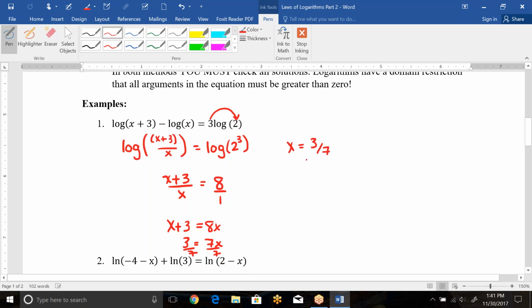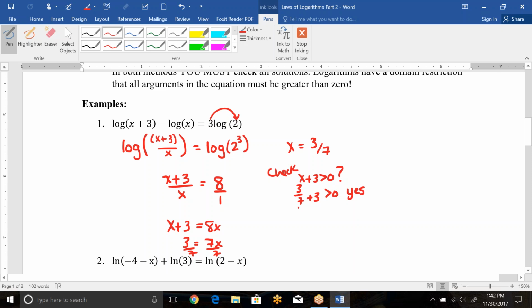I need to go back through and check that in each part of the arguments to see if it's still keeping my argument greater than 0. So is x plus 3 greater than 0? That's the question we need to ask. So this is my check. Well, 3/7 plus 3, those are both positive, so yes, that's going to be greater than 0.